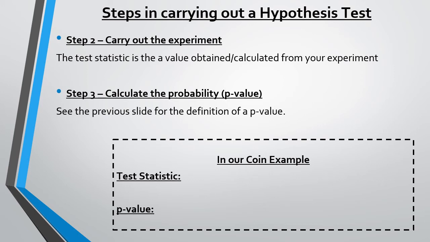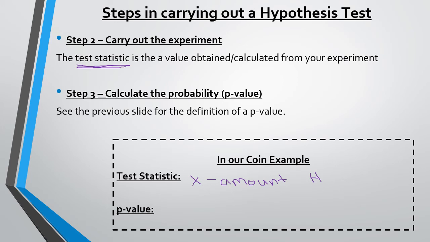And some keywords for you. Test statistic is a value that you'll get from doing the experiment. So when we were tossing that coin, we would count the amount of heads. That X value was the test statistic, and that was the amount of heads. So the test statistic is what you're collecting data on, something that you calculate or you can count.